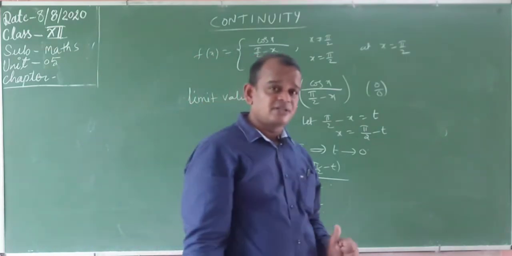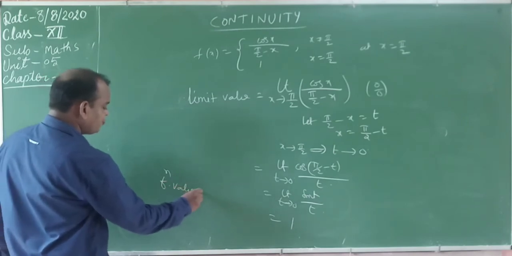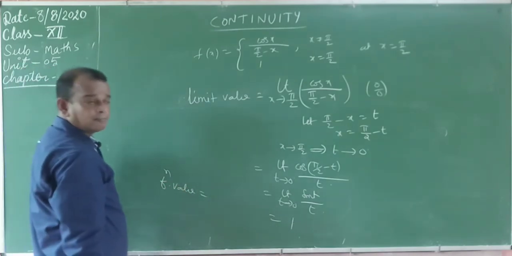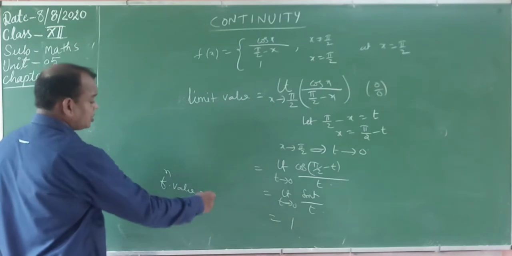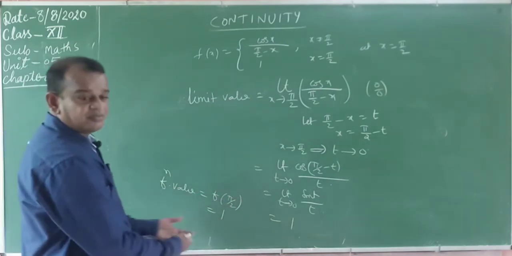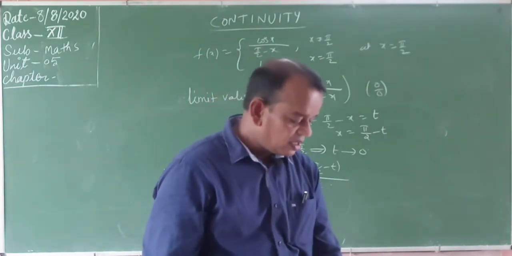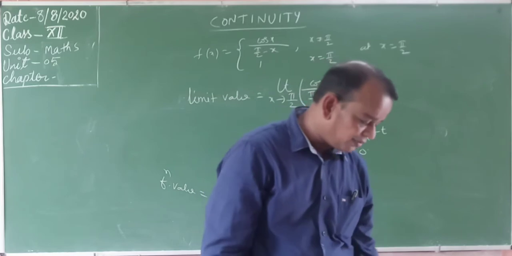Okay my dear students. This is the limit value. Now, what is the function value? Function value, 100%, f of pi by 2, that equals 1. This type of question will mostly come in the examination.